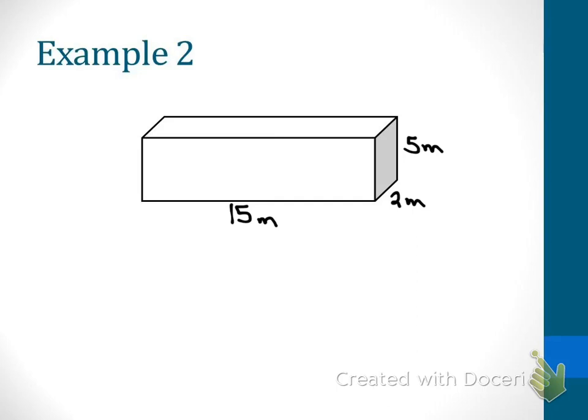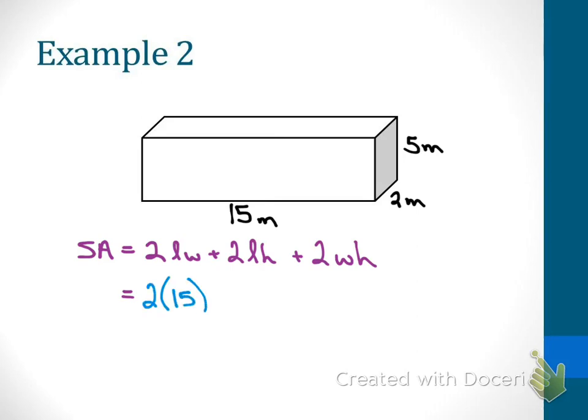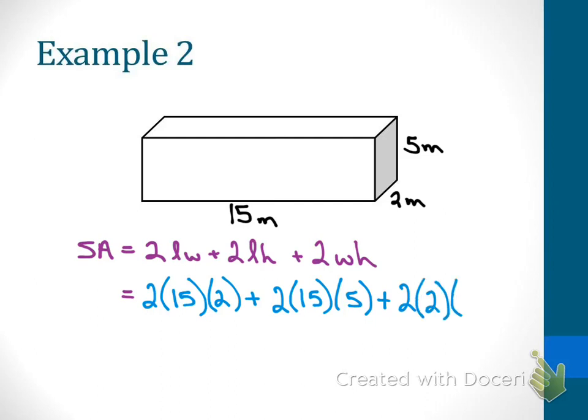Surface area equals 2 times the length times the width, plus 2 times the length times the height, plus 2 times the width times the height. All right? And then we plug in our numbers. What was the length? 15. What was the width? 2. Plus 2 times the length, which was 15, and what's the height? 5. Plus 2 times the width, which is 2, and the height, which is 5.